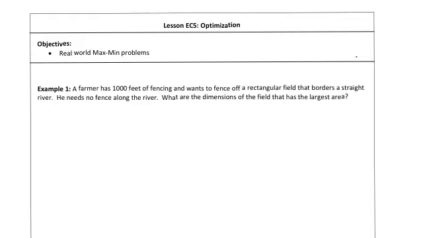Hi everyone. This is a lesson on optimization, which is actually a really interesting part of calculus, and it has to do with real-world max-min problems, where we're trying to maximize or minimize something in the real world. And as you know, in the real world, there are always constraints. So these are problems where we're trying to optimize something. In other words, within the constraints, we are trying to do our best. That's really what it means with the word optimize.